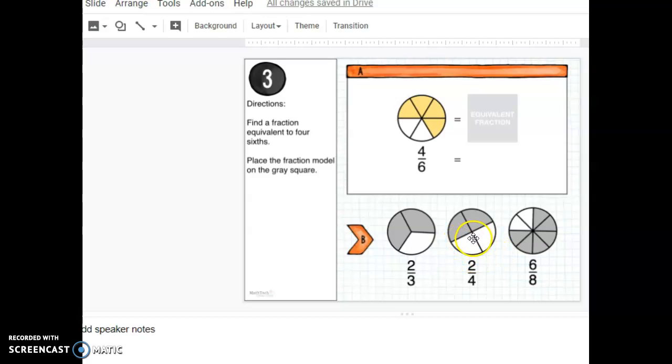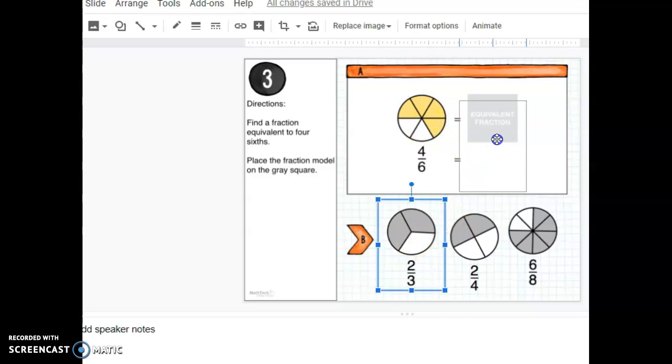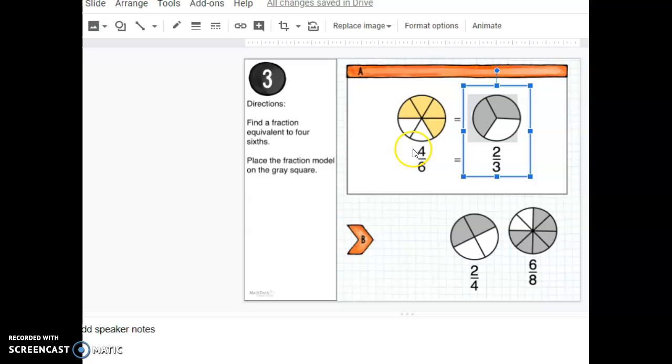4/6. So I know it's not this one because this one is half, and more than half is filled in here. But when I look at this one, yep, it looks like here not filled in, and here is the same size. The other thing I can do is think to myself, well, 2 times 2 is 4, so then 3 times 2 is also 6. There's another way to check to see if they're equivalent.